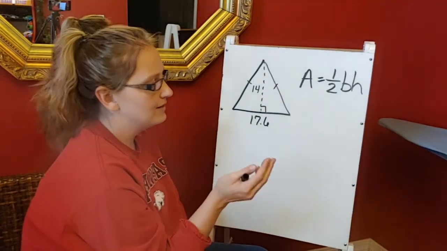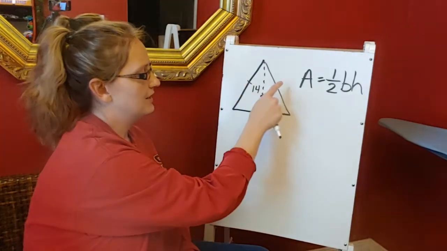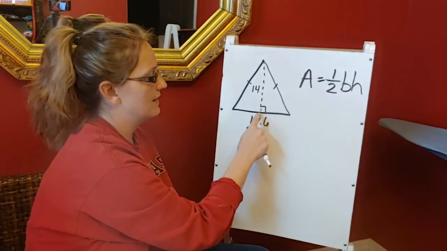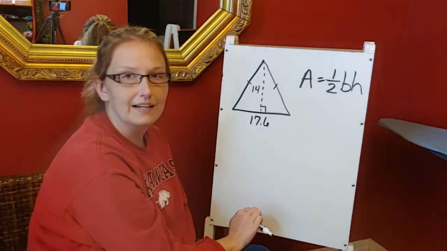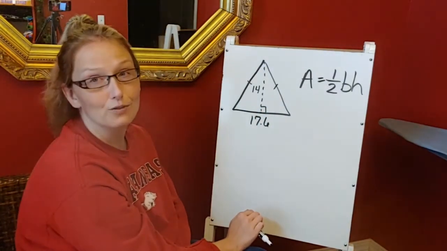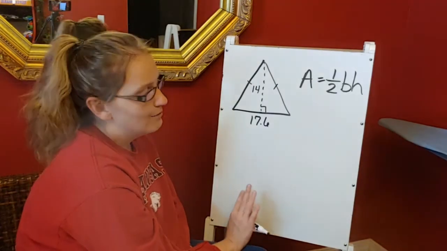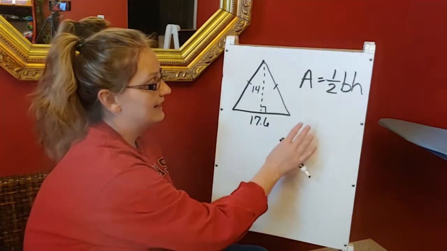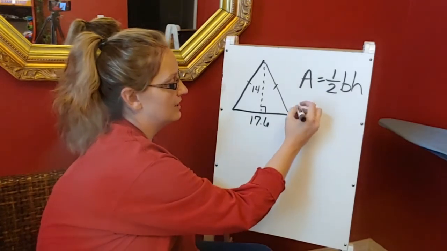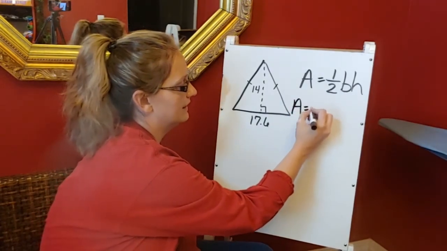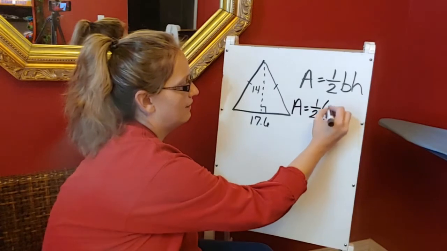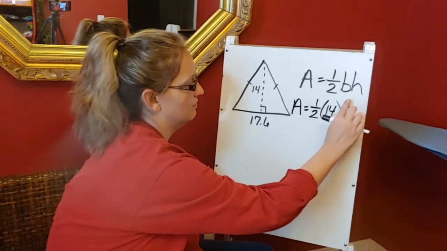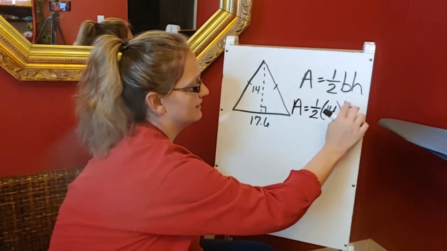Okay, your height of a triangle, especially one that is not necessarily a right triangle, always goes from the vertex down to the opposite side and it meets it at a right angle. So my height of this triangle is 14. Since I have both pieces of information that I need, my base and my height, I can just plug it into this equation right here. So area equals 1/2 times 14 times 17, ooh, that's ugly, 17.6.